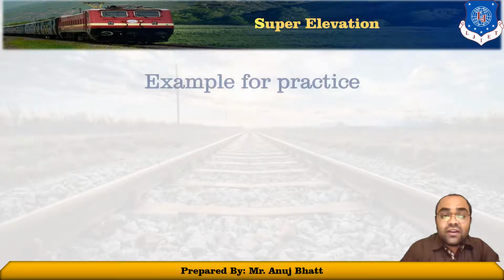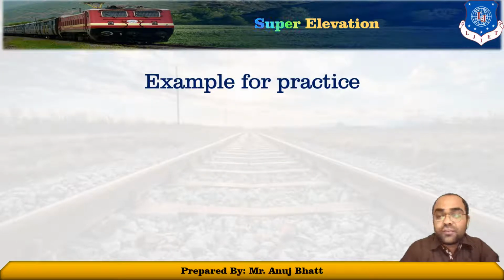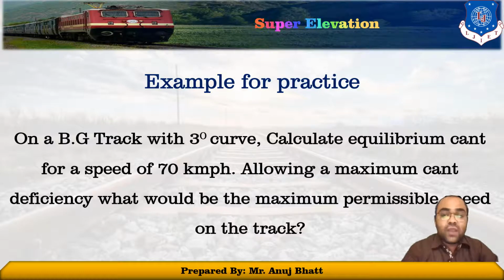Here we have one example for practice. On a broad gauge with a 3 degree curve, you have to calculate the equilibrium cant for a speed of 70 km per hour. Then, allowing the maximum cant deficiency, what would be the maximum permissible speed on the track? So students, find out the maximum permissible speed and let me know in the comment section what answer you got.